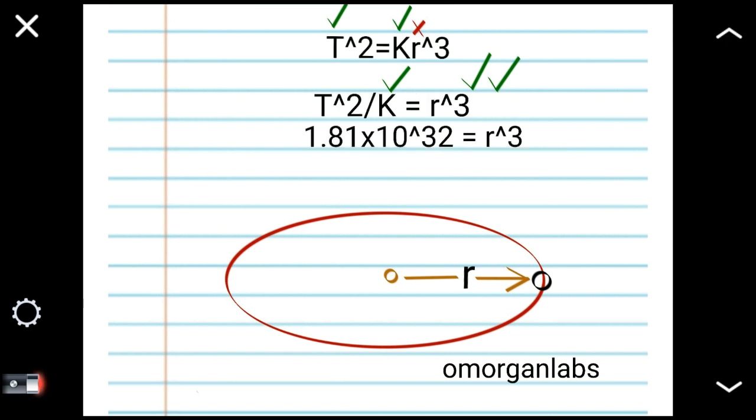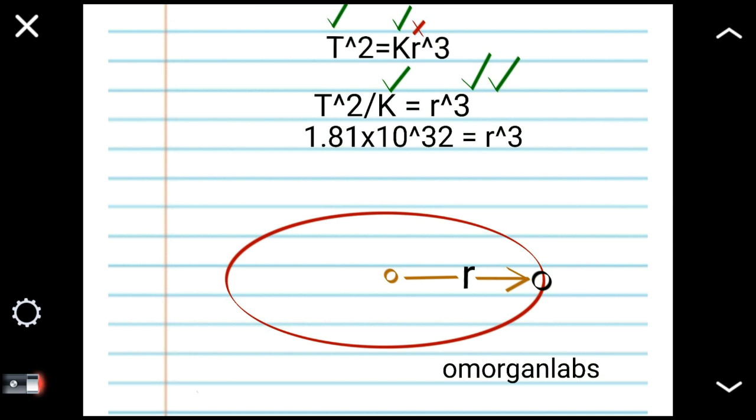Now, algebra step. We want to isolate R cubed. So we move the K to the left-hand side. We're multiplying K times R cubed, so we do the opposite. So we divide by K. That's what we do here. We divide both sides by K. And we get 1.81 times 10 to the 32nd meters cubed. I should have meters cubed right here, equals R cubed.